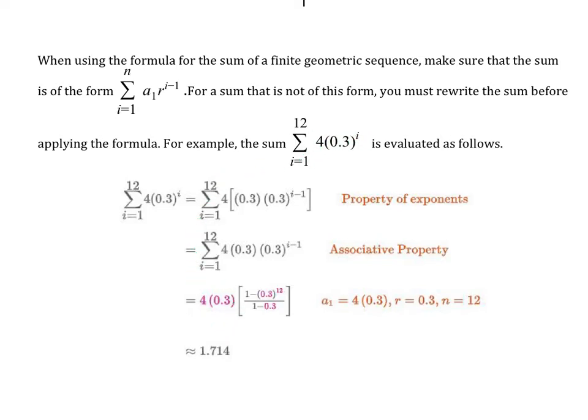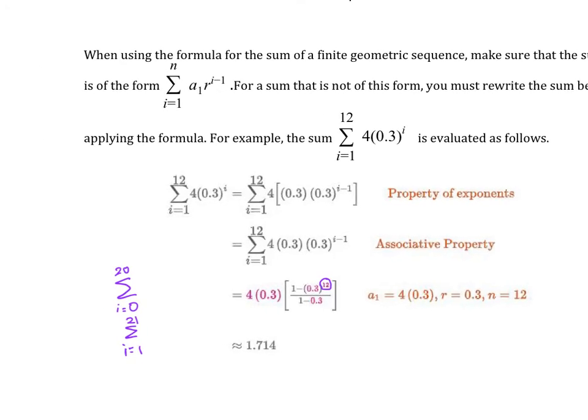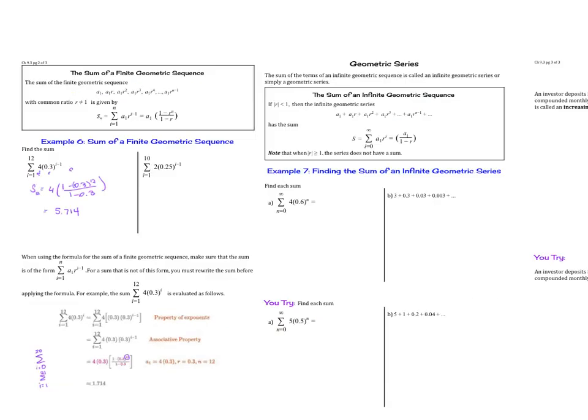Another note is that one of the homework problems says the index goes from 0 to 21 or something like that, or 0 to 20. Again, i has to start at 1. So if I move it to 1, what does the top number need to be? It's going to be 21. So it does change what value you plug in for that exponent. Something to keep in mind with this formula is that it does have to be of this form right here.